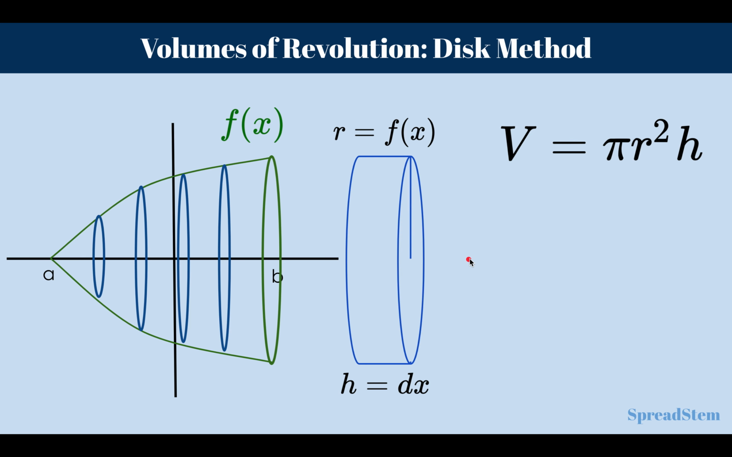Now we know that the volume of a cylinder is pi r squared times the height. So if we plug in these values, we see pi times f of x squared times dx, because f of x is r and dx is h.